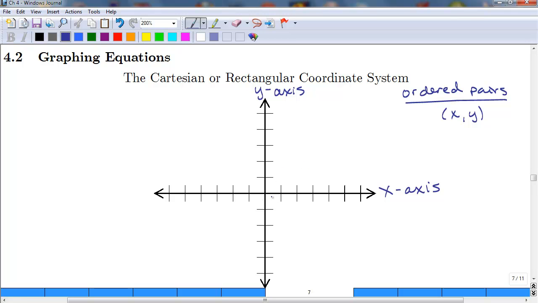And so we would go out and we would say however many x, if it's positive, it goes to the right. If it's negative, it goes to the left. And then we would find our y value. If it's positive, it goes up. If it's negative, it goes down.